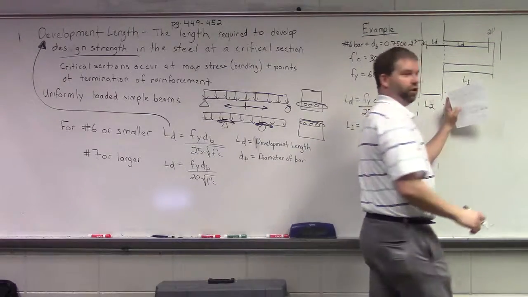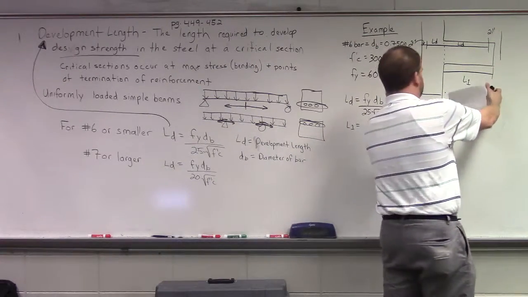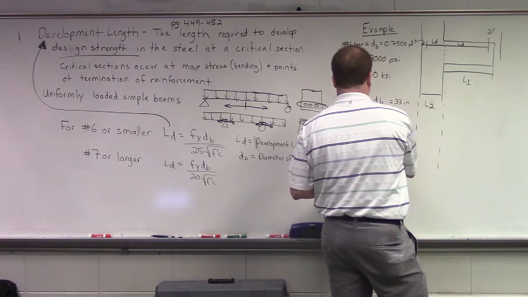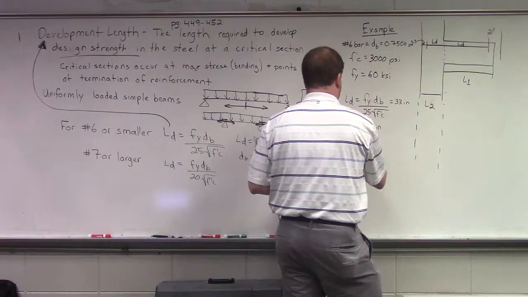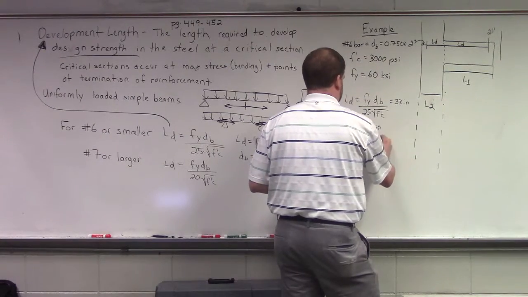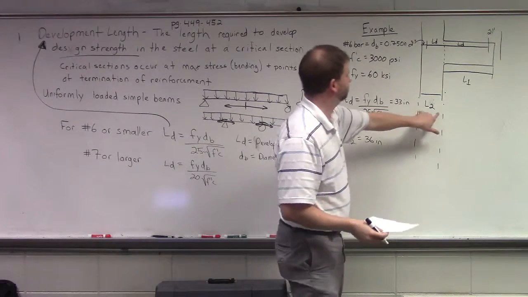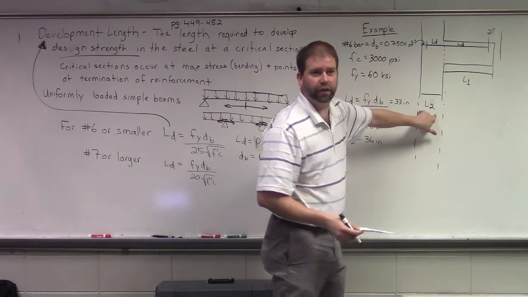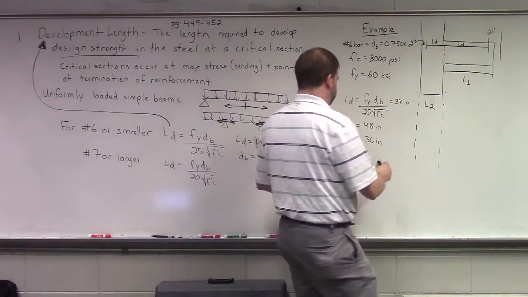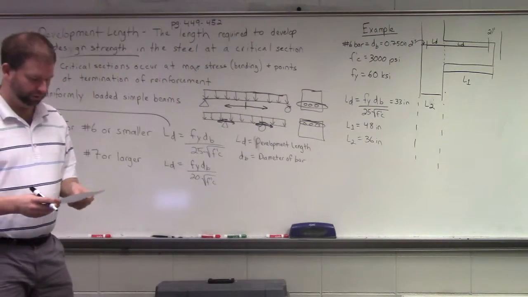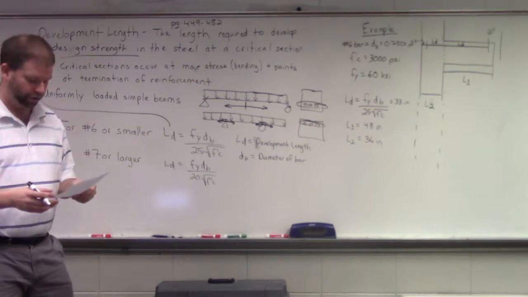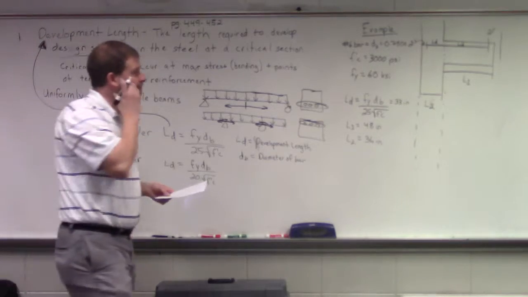We now also know L1, so the dimension from the wall to the end of our cantilevered section is 48 inches. And L2, okay, even though I draw this very poorly to scale, equals 36 inches. So that's provided. It's nothing that you have to determine on your own. Okay? So what would be?